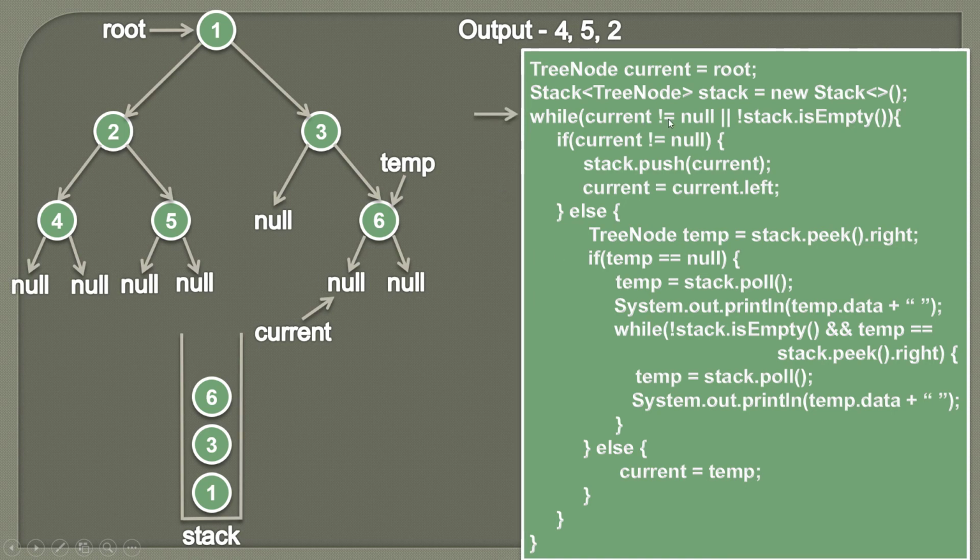Current is equal to null, but stack is not empty. So this condition comes out to be true. And the overall condition comes out to be true because of this OR operator. Here the if condition comes out to be false because current is pointing to null.